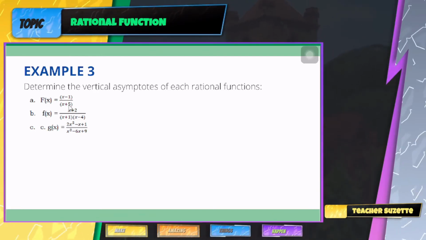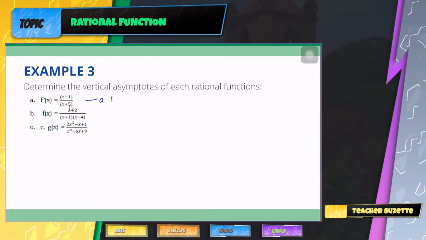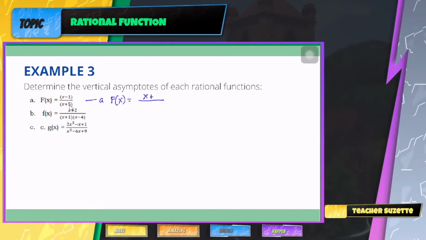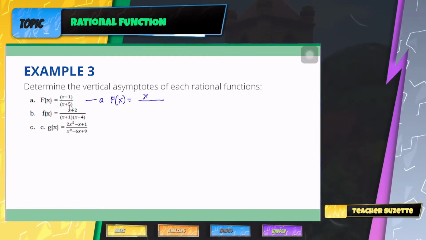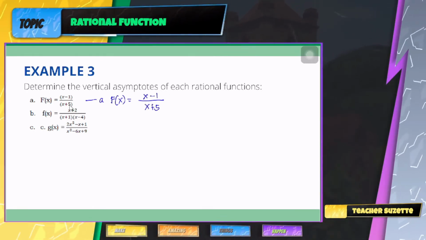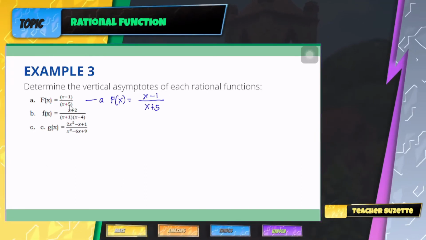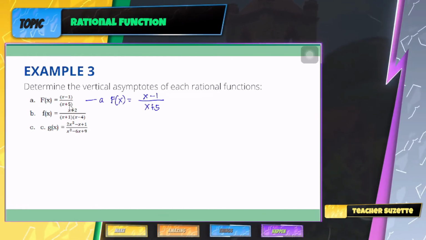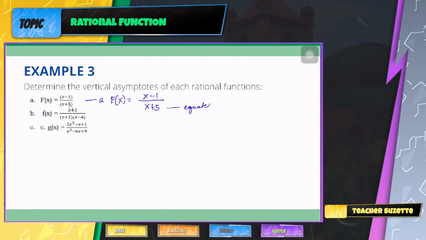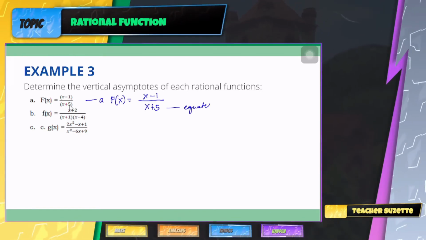Let's have this example, letter A: f of x is equal to x minus 1 over x plus 5. Obviously, the numerator and denominator are already simplified. So, let's proceed to getting our vertical asymptote. For us to get the vertical asymptote, we just equate our denominator to 0, just like how we did it in our domain to find the restriction.